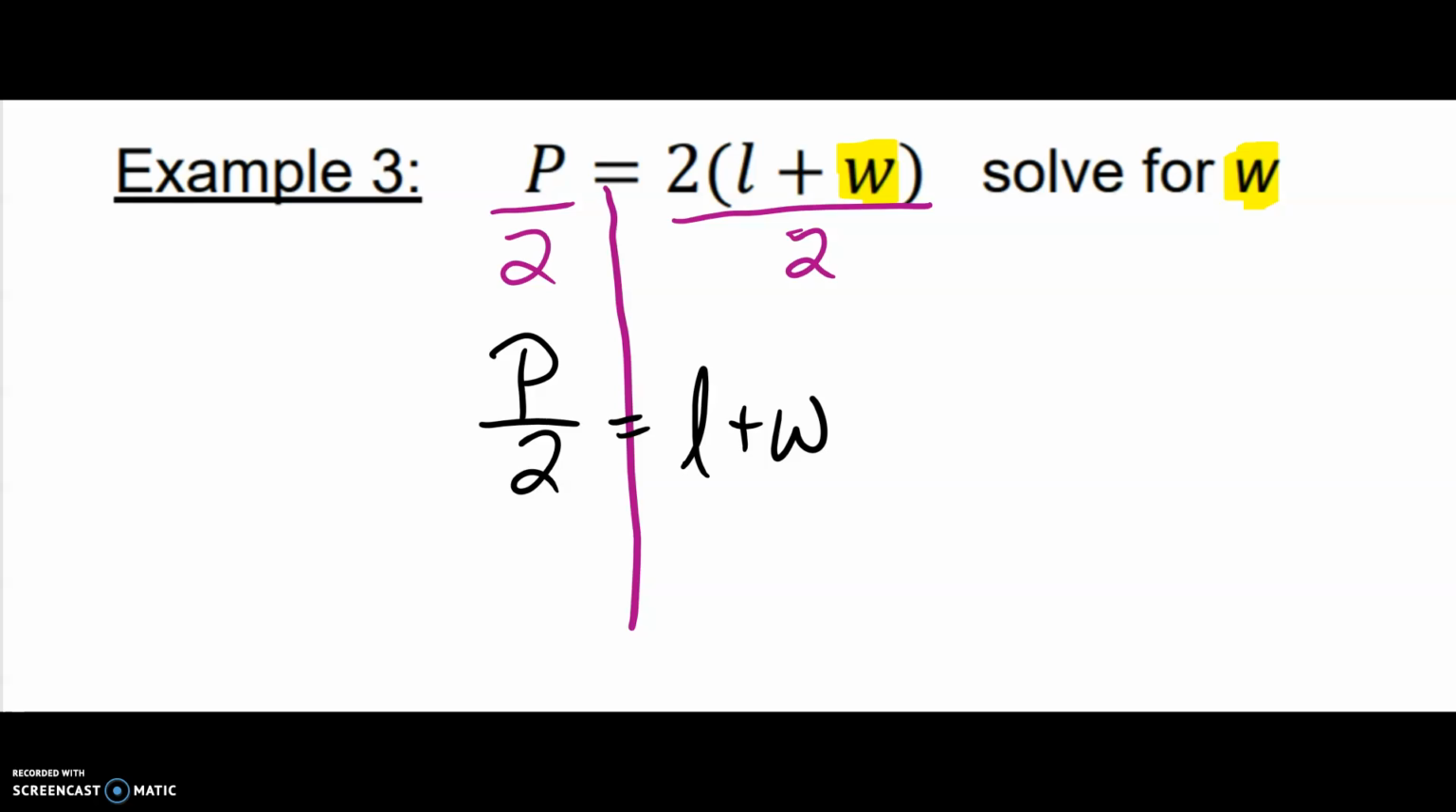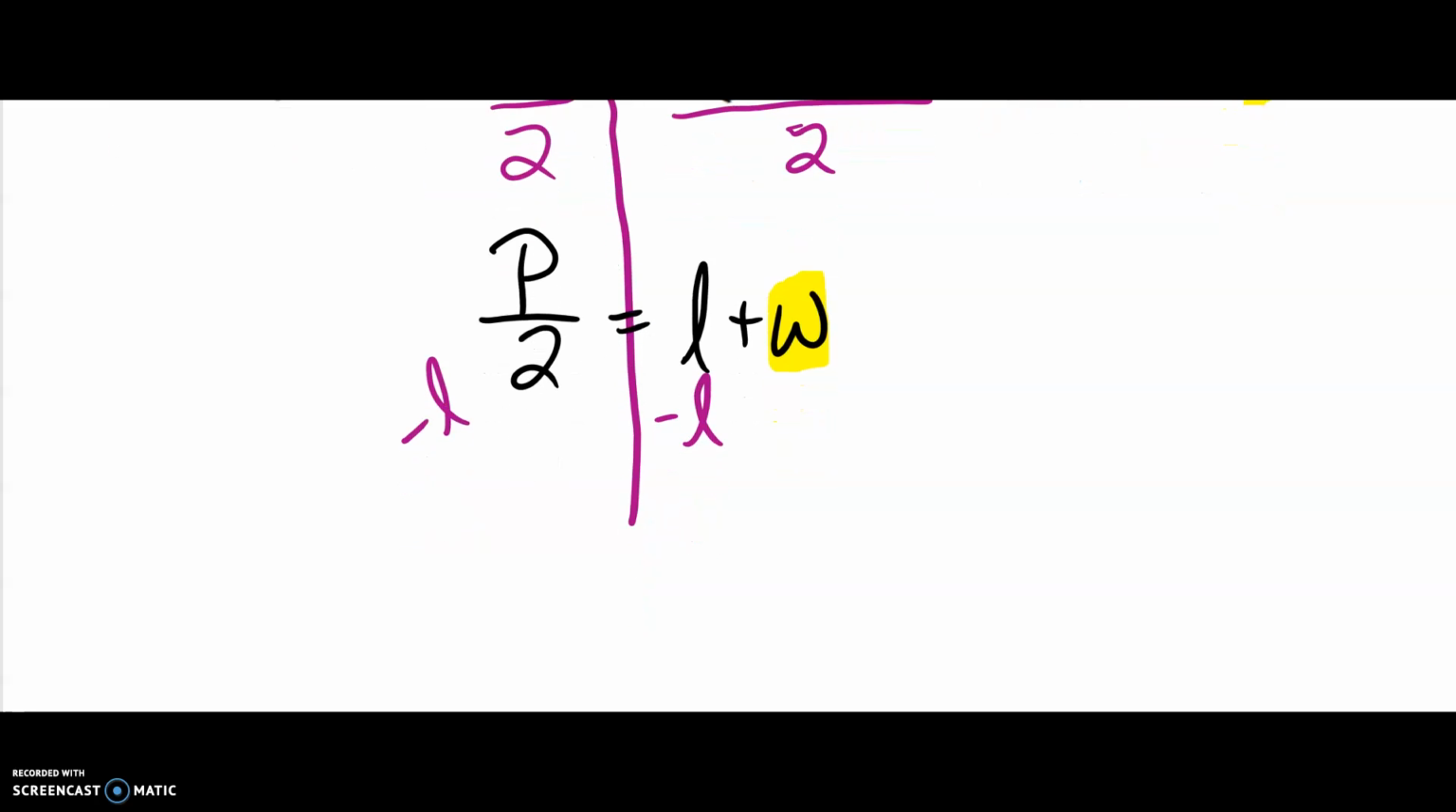So now I'm still solving for my W, so now I need to get rid of my L that's on that same side with the W. Since we have an addition problem over here, we're taking a positive L and adding W to that. To get rid of that L, I'm going to subtract it. So that means I'm going to subtract L from this side as well. And when we do that, what's going to happen is we can't combine these because we don't have the same variable. Okay, they are not like terms. So we're just going to write it out as is. P over 2 minus L is equal to W.